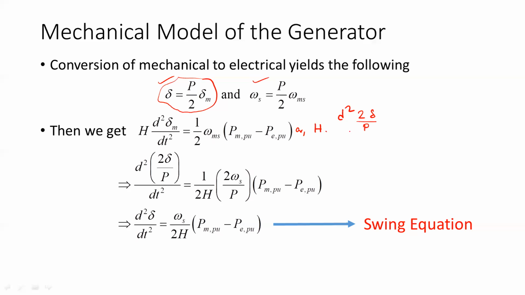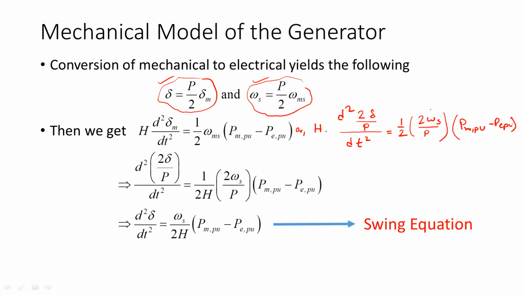So we have twice d squared delta by P dt squared is equal to half omega ms. Omega ms can be written as twice omega s by P, from this expression again, into the previous one that I had, pm per unit minus pe per unit.